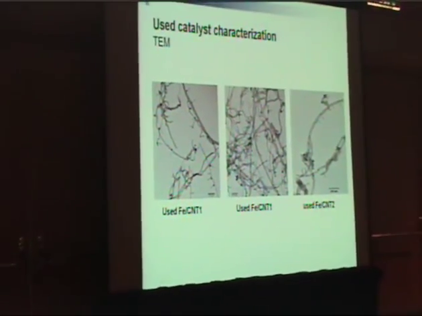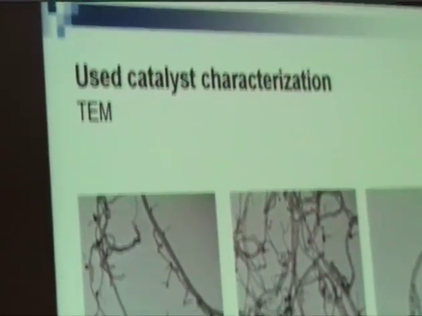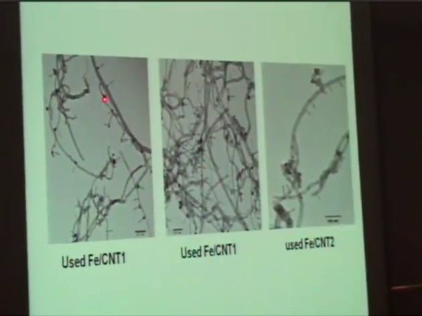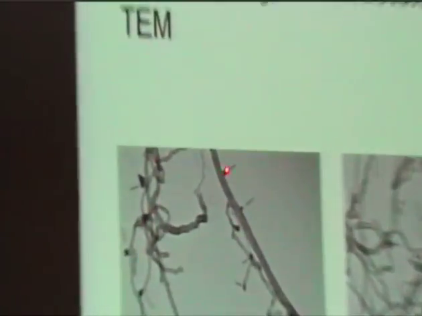Also, we used TEM analysis again. We can see here that for CNT1, the metal particles are agglomerated and sintered. But in the case of CNT2, most of them are inside the nanotubes, and the size remained constant since the pore size is around 10 nanometers. You can see that the size remained stable.